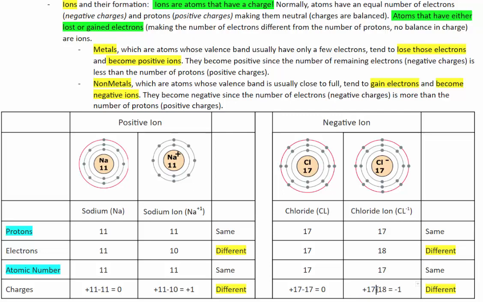17 protons, 18 negative charges, 18 electrons. So we have an extra negative charge. That's why we write that negative ion as Cl-1. The -1 tells us that we have an excess of one negative charge.